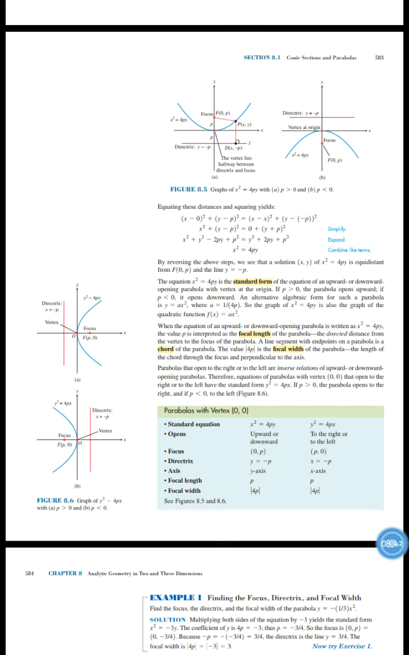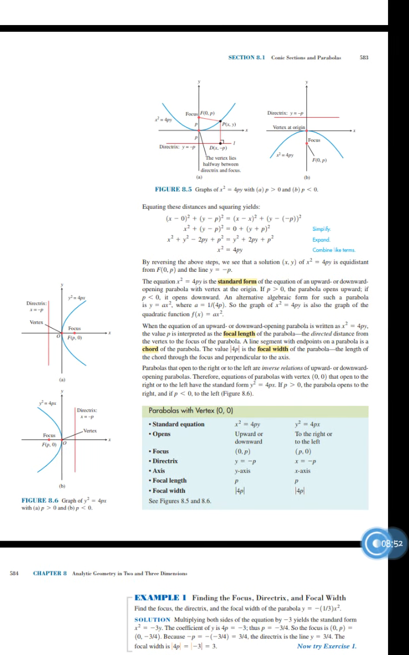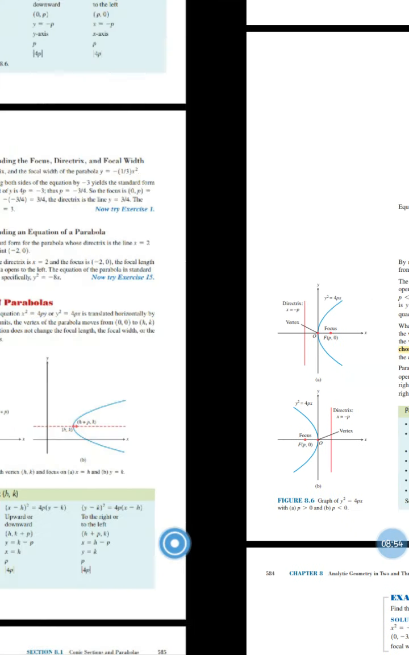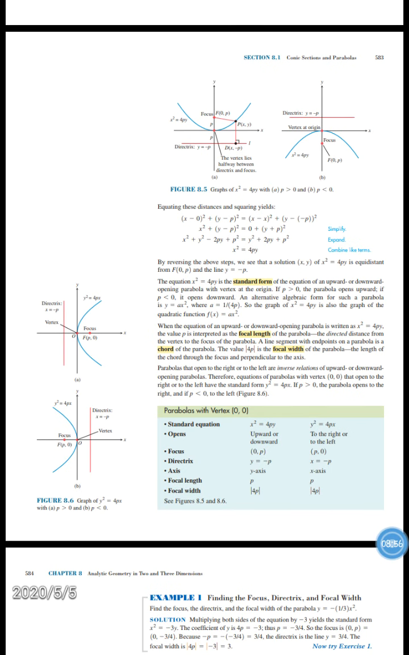What is the standard form? x squared equals 4py. Now, there is new vocabulary, which is focal length and focal width. When the equation of an upward or downward opening parabola is written as x squared equals 4py, that's what I just mentioned, the value p is interpreted as the focal length of the parabola. The directed distance from the vertex to the focus, we call that the focal length.